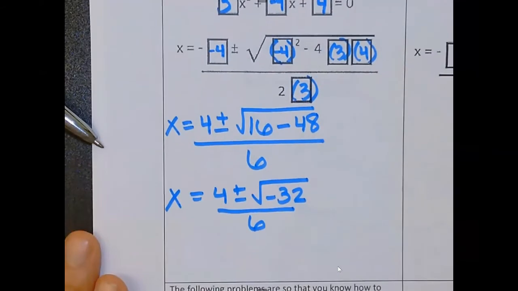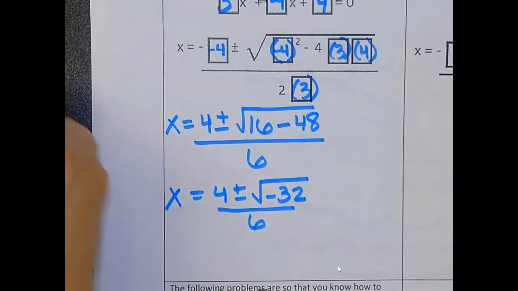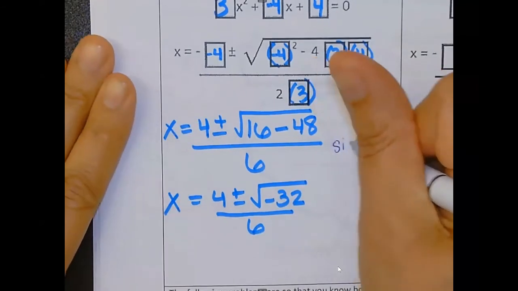All right, this looks good, but I will actually mark it wrong. Couple of things. Square root of negative 32, you can actually simplify it. So we're going to do some side work.